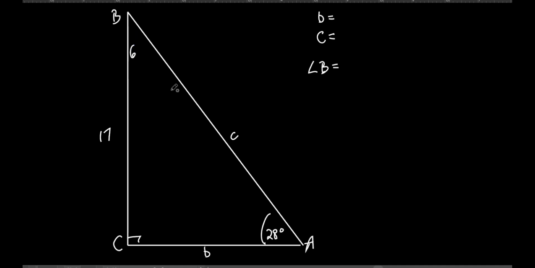62? Yeah, it looks like these should be reversed, doesn't it? Because this looks more like 28. But that's okay. We'll put the numbers in there. It's not drawn to scale. Doesn't really matter, as long as we can do that. So that would be 62 degrees.